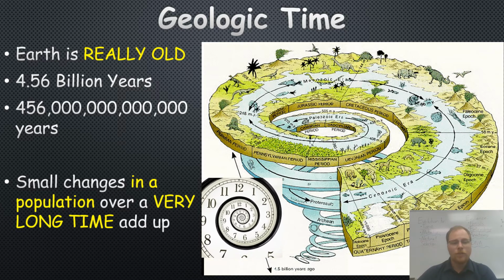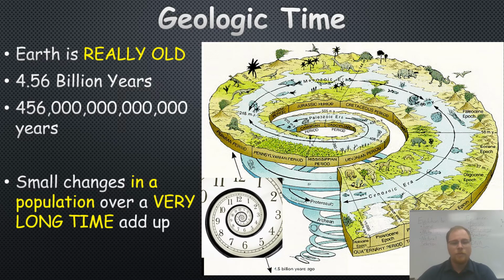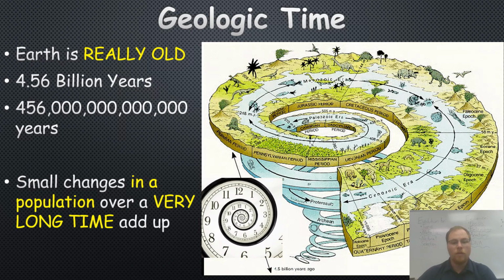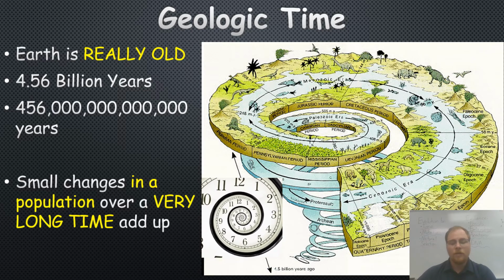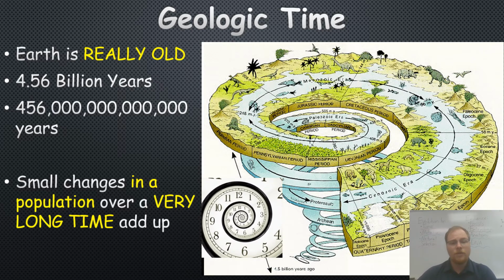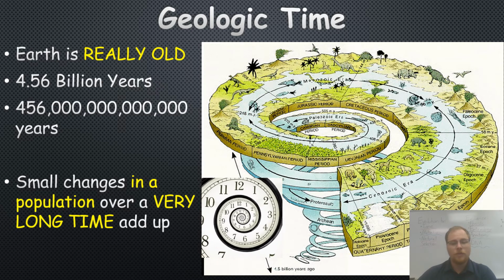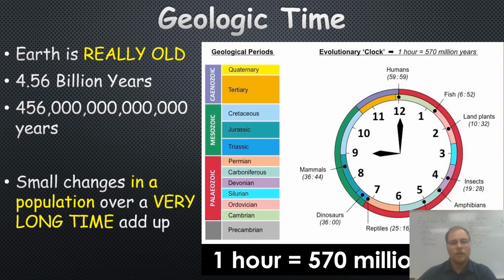Those small changes from natural selection and DNA mutations are going to add up over that really long period of time. If you take a clock and put the entire 4.56 billion years on this clock, you would get something like this, where 1 hour is 570 million years. So life didn't start until about 1 o'clock, and dinosaurs arrived at about 7 o'clock. That's a long time to go from fish to dinosaurs. So that's what we're talking about, a very long period of time.